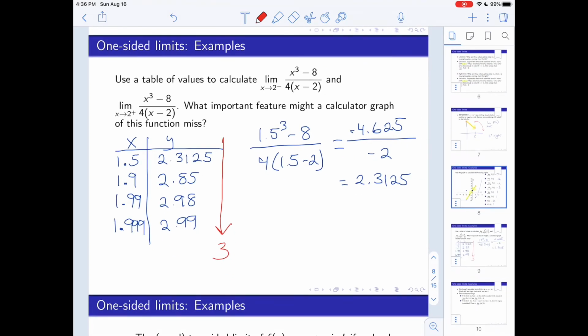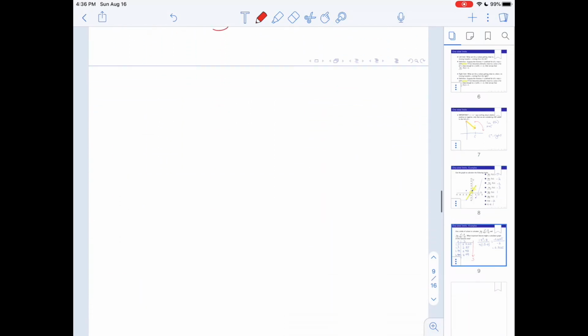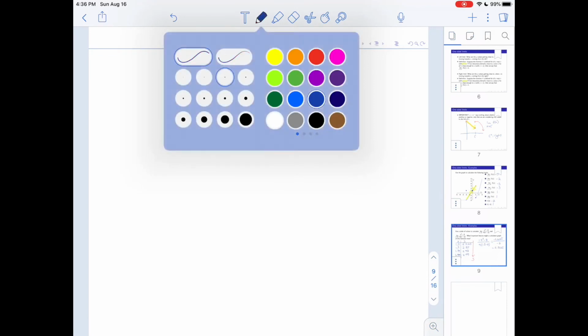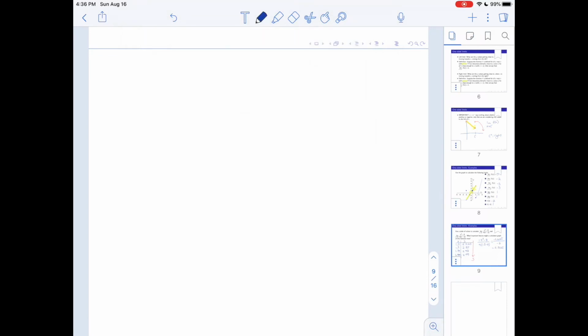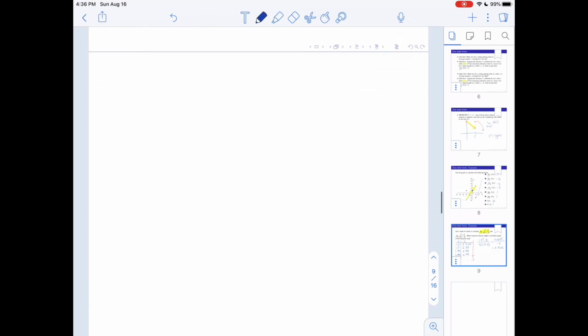Now, that's only one side, and we want to do both sides. So I'm going to add another page in here so that we can make our second table. For our second table, this part is going to tell us what's going on the left side. So for the second part, we want to know what's going on the right side of 2.